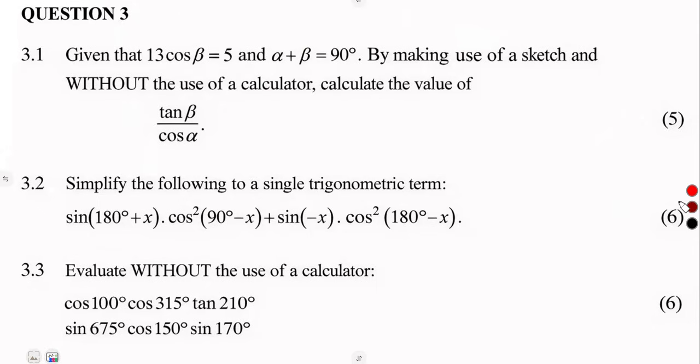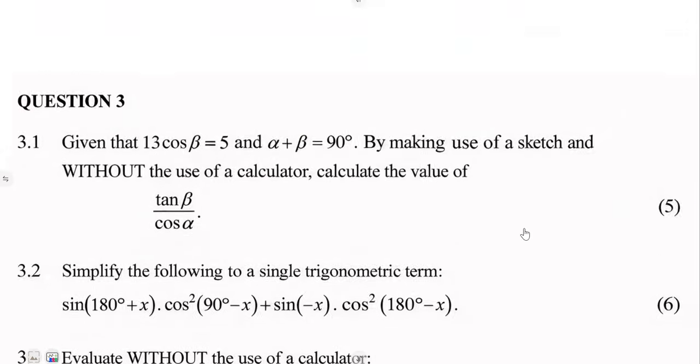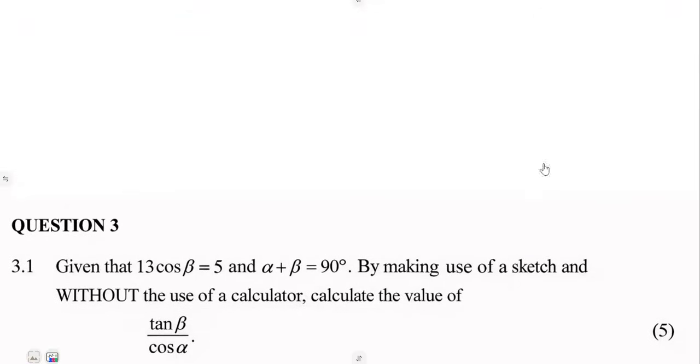Question number 3, 3.1, an interesting question here. All right, this is an interesting question. We are given that 13 cos beta is equal to 5. This is what you're given. This is a given statement. 13 cos beta is equal to 5.